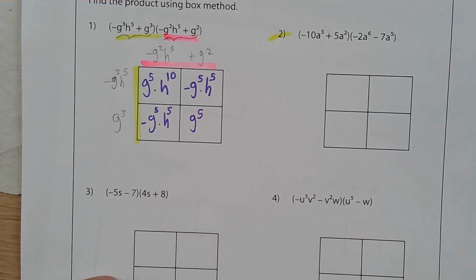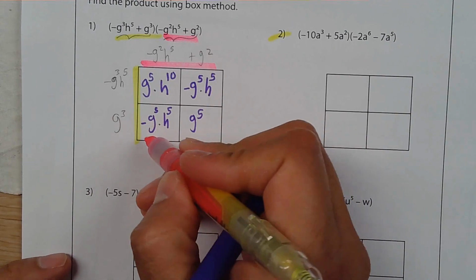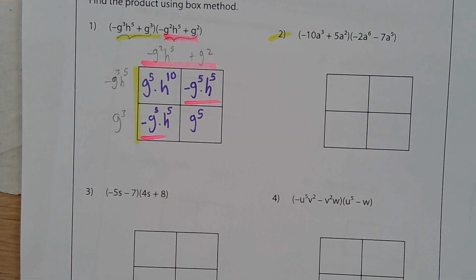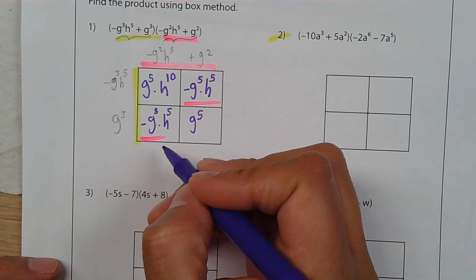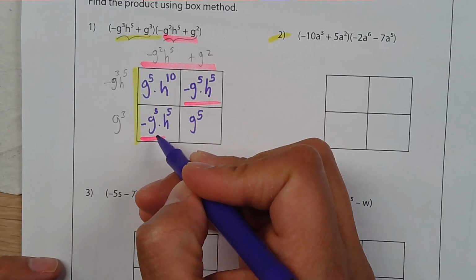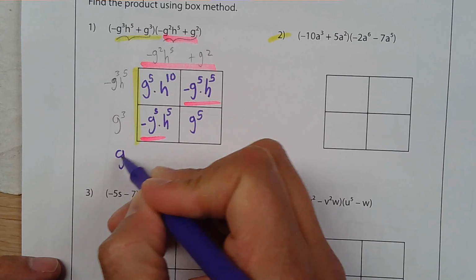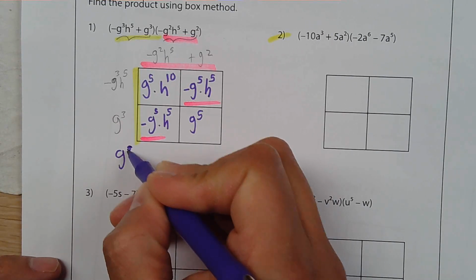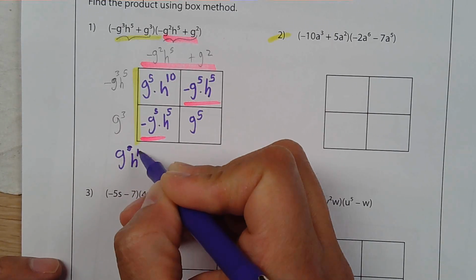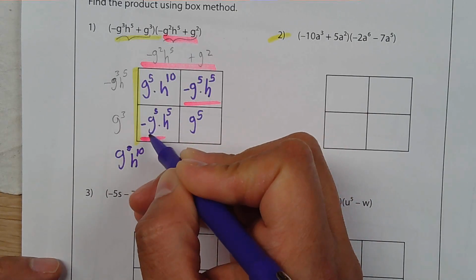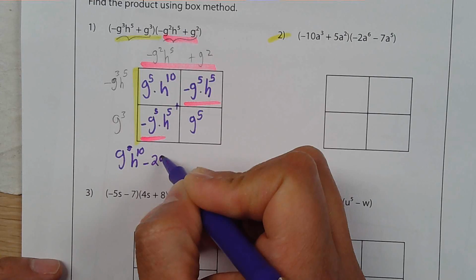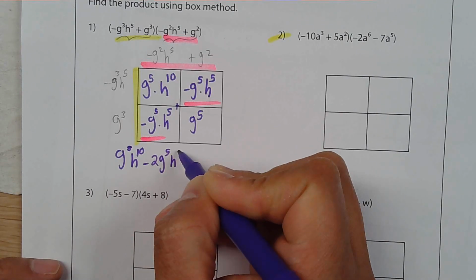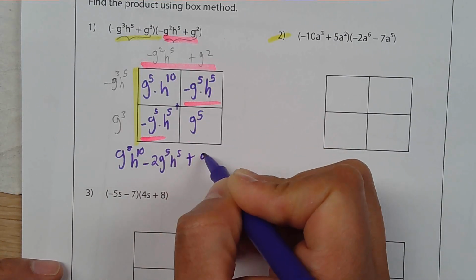I can combine like terms. This one here and that one there. So I'm going to add those. And that will be g to the fifth power, h to the 10, and this is negative 1 plus negative 1 will be negative 2 g to the fifth, h to the fifth, plus g to the fifth power.